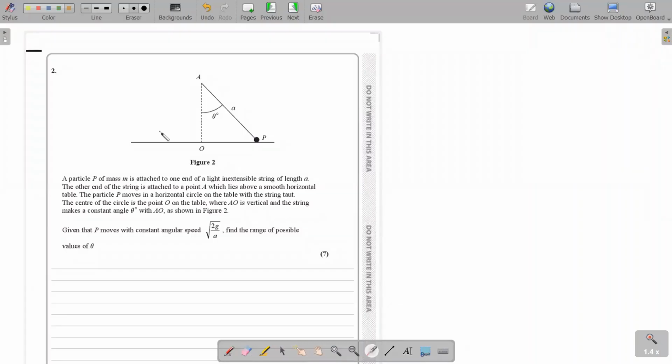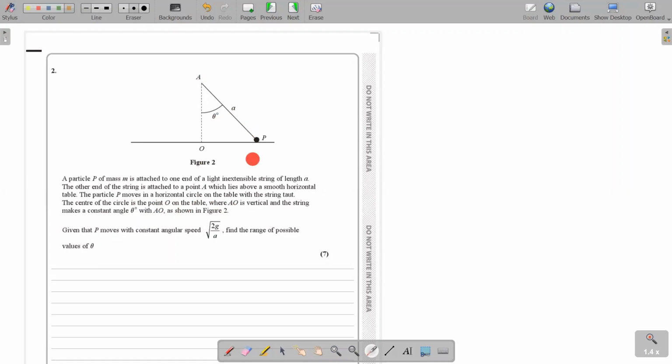Okay, so we'll go to question number 2. They say a particle P of mass m is attached to one end of a light inextensible string of length a. It's an inextensible string, so there is no extension. This string length is staying exactly the same. The other end of the string is attached to a point A, which lies above a smooth horizontal table. The particle P moves in a horizontal circle on the table with the string taut.